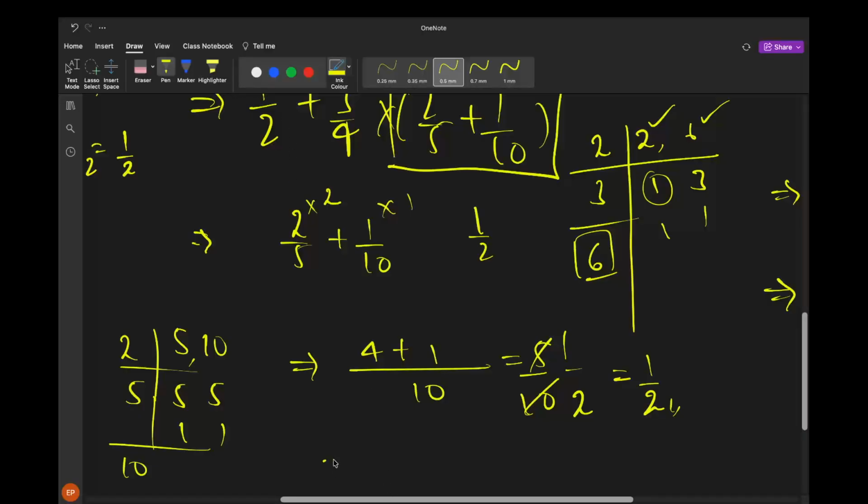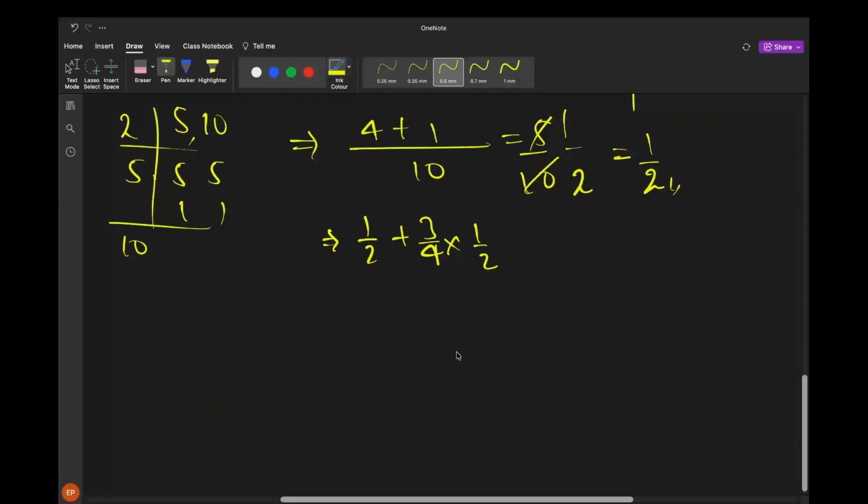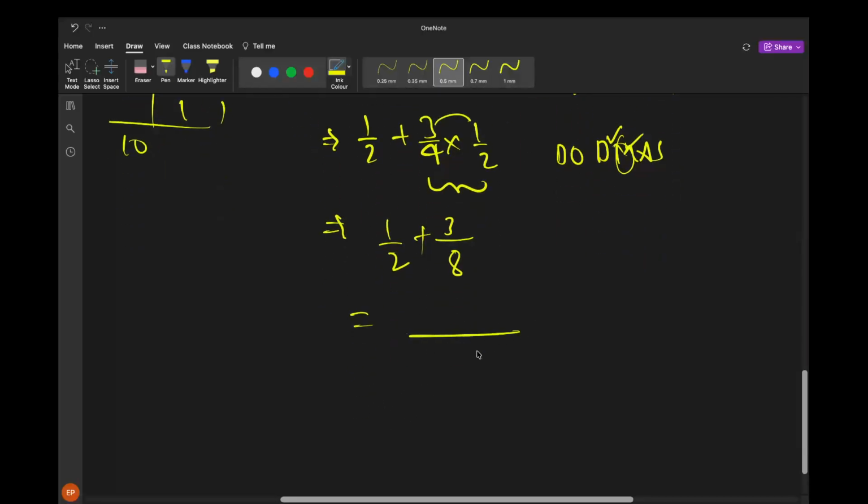Here 1 by 2 plus 3 by 4 into this answer, which is 1 by 2. Now addition, multiplication, which one first? As per the BODMAS rule, DMAS, BODMAS. M first, right? Then addition. So first we will solve these two: 3 ones are 3, 4 2s are 8. Then 1 by 2 plus 3 by 8. LCM is 8. 2 4s are 8, 8 1s are 8, 4 1s are 4, 3 1s are 3, which gives 7 by 8 as the answer.